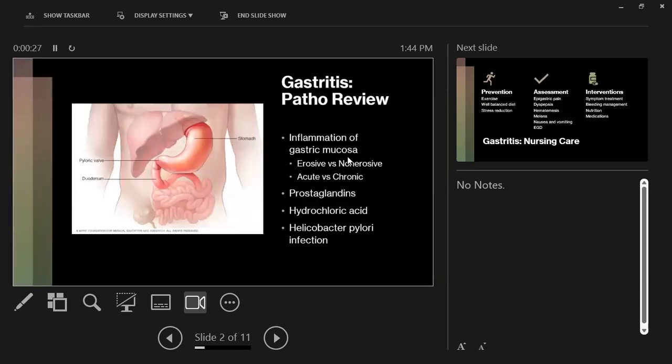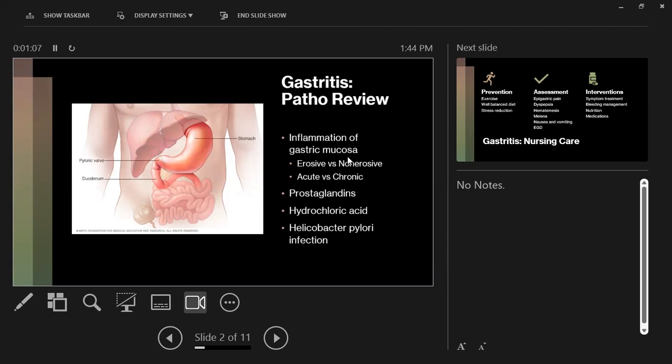So first thing, we're going to do a little patho review for gastritis. Gastritis is essentially the inflammation of the gastric mucosa, or that gastric lining, and it occurs as a result of irritants or cellular changes. There are a couple of different ways that it is classified. So erosive gastritis is when ulcers develop from hydrochloric acid injury to small vessels. That leads to edema and bleeding that causes the ulcers.